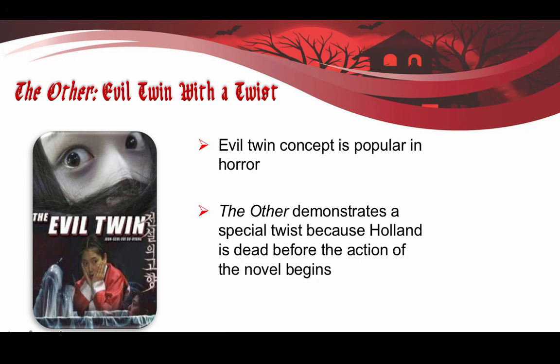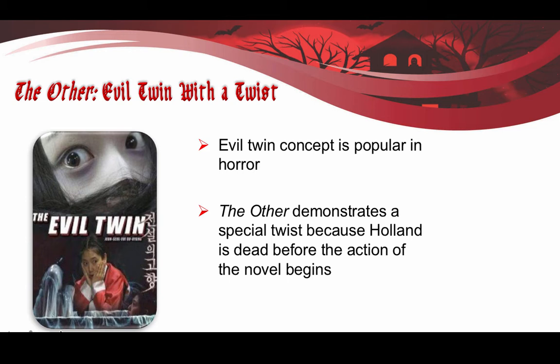But The Other is different from a lot of evil twin horrors because all of the characters except Niles know something that the reader doesn't know until late in the story. And that, of course, is that Holland has actually died before the action of the novel takes place in the summer of 1935. In fact, Holland's death is the major cause for the actions that take place in the story.